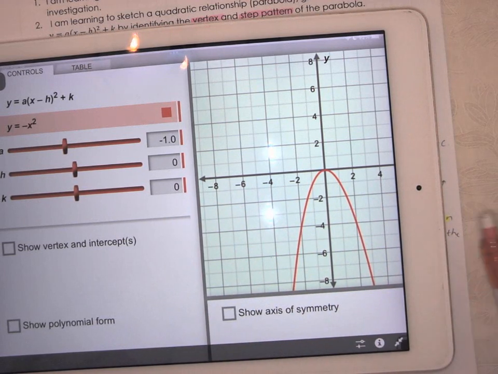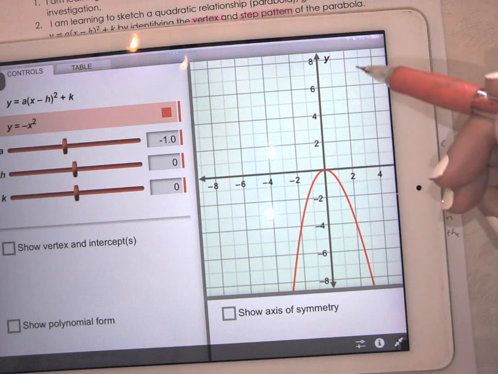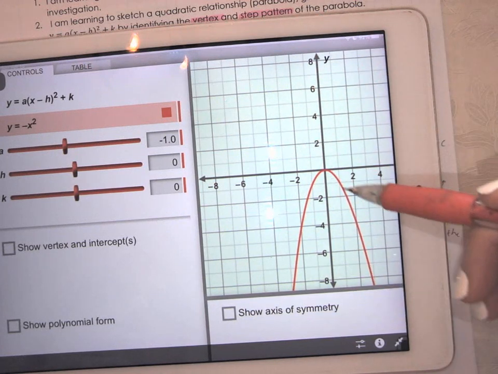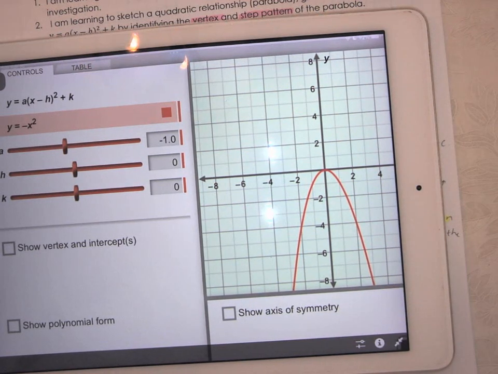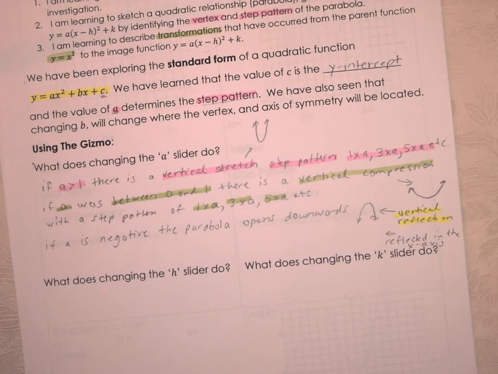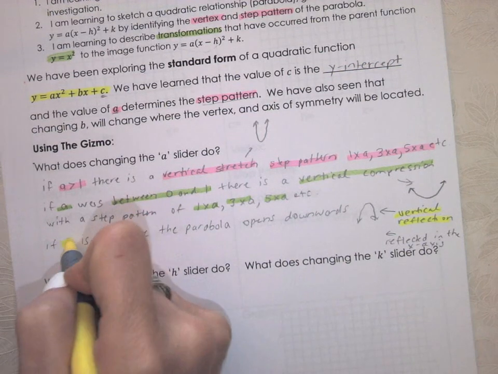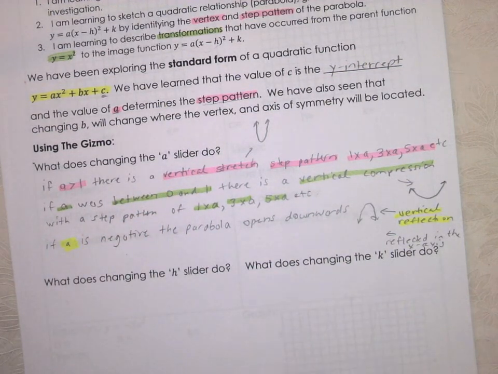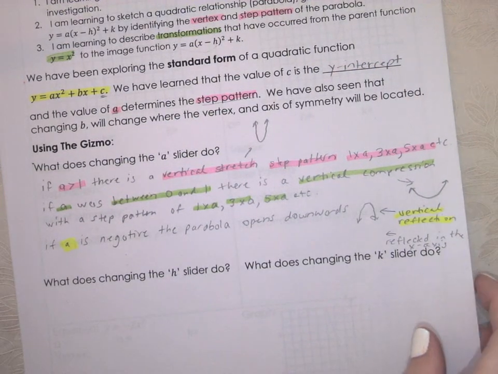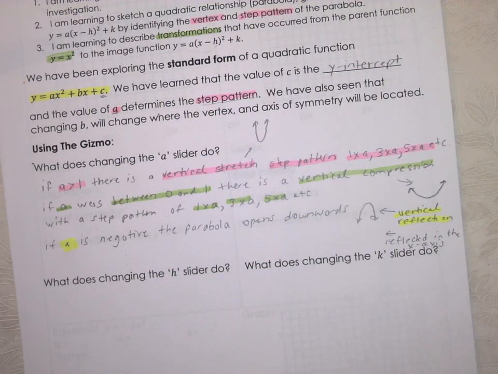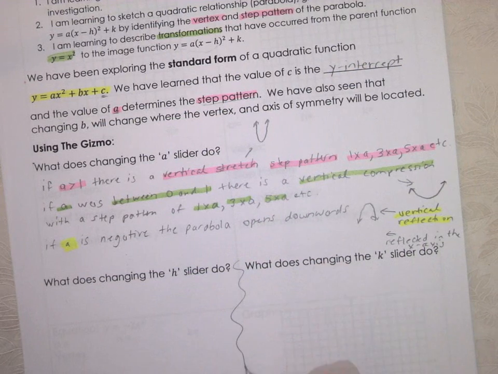And we call it a vertical reflection because it goes from facing upward to facing downward. And up and down are vertical words. Okay? All right, so that's all the different things that A can tell us. So A gives us a lot of info on what the parabola is going to look like. So the next thing we're going to look at is what does changing the H slider do?